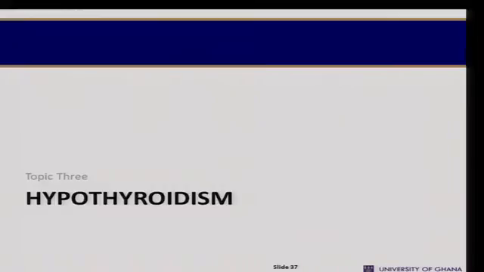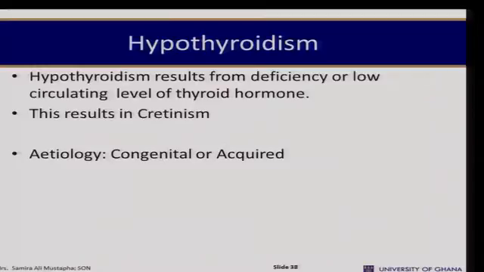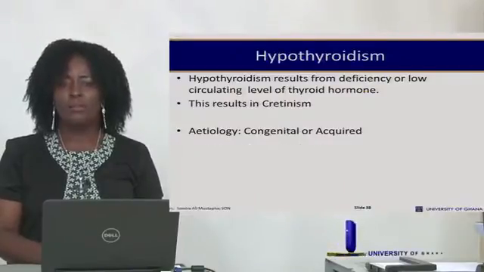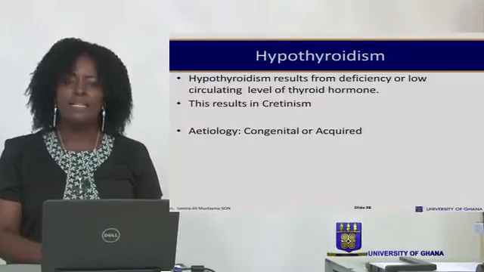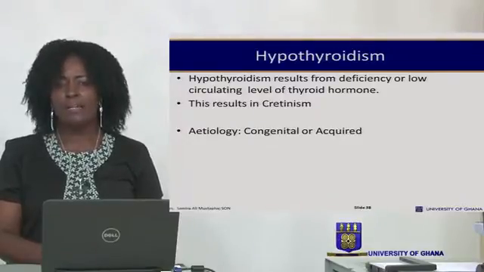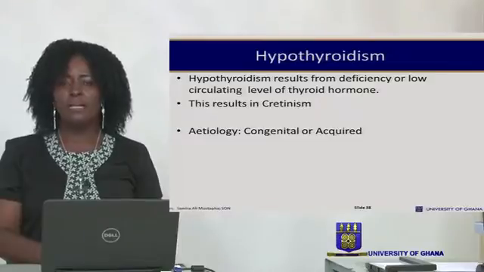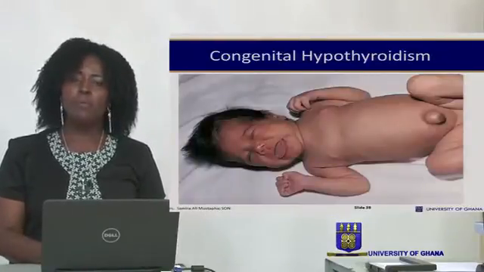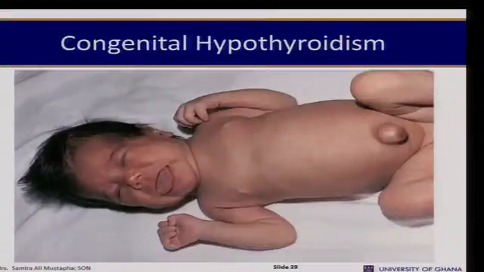Now we'll look at topic 3, hypothyroidism. Hypothyroidism results from deficiency or lower circulating levels of thyroid hormone, and this results in cretinism, where it is left untreated. And then the etiology: many times it can be congenital, or hypothyroidism can be acquired. So this is an example of a newborn with hypothyroidism.